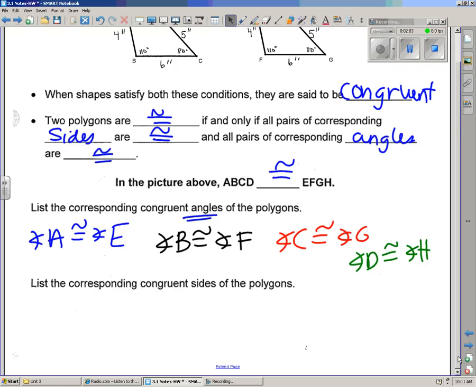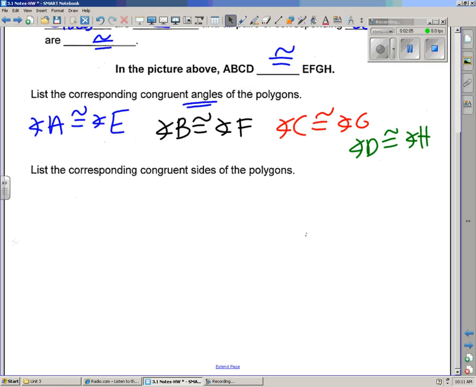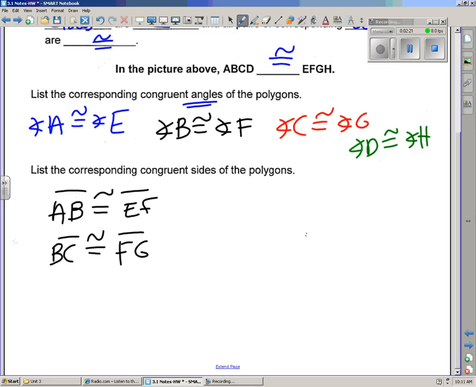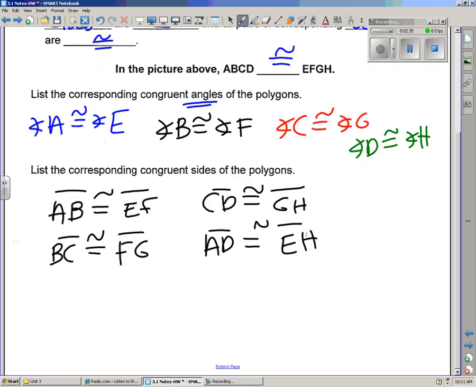When they ask you to list the corresponding sides, you can look at the picture, or you can do it the same way, and say the first two letters, side AB, has to be congruent to the first two letters, side EF. And then the second two letters, BC, have to be congruent to the second two letters, FG. And then the third and the fourth, CD, is congruent to line segment GH, and then line segment AD is congruent to line segment EH.